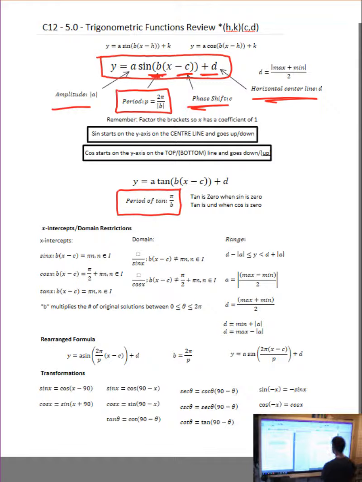A couple of English sentences to remember. Always factor the brackets, so x has a coefficient of 1. And that was a method that we learned from transformations.